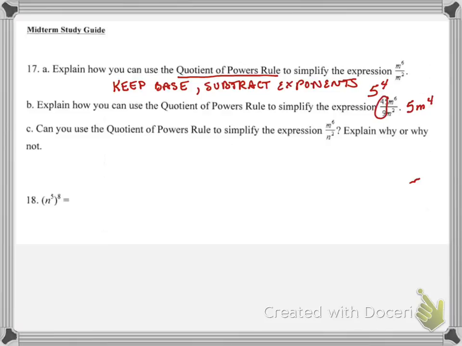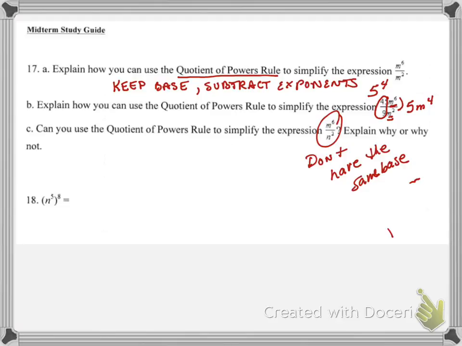Dividing coefficients, keeping the base, and subtracting the exponents. We can use the quotient of powers rules here. We can't use the quotient of powers rules here because we don't have the same base. So that is already simplified.